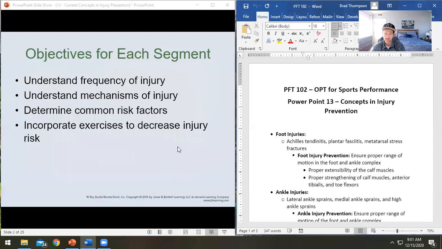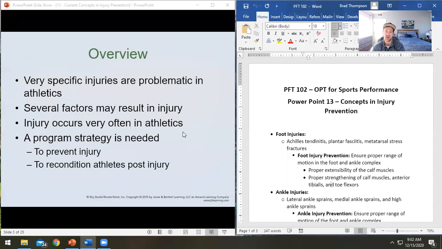So our objectives for today are to understand the frequency of injury, where that happens, the mechanisms that cause it, and some of the risk factors, which is the big one, because that's where we're looking at alterations in posture. The reason we started this whole module with so much information about assessments, pronation distortion syndrome, lower cross syndrome, and upper cross syndrome is because those types of posture lead to very common overuse injuries. And so today we're going to dive back into how to address those things. In the end, we'll start to incorporate different exercises to decrease that injury risk.